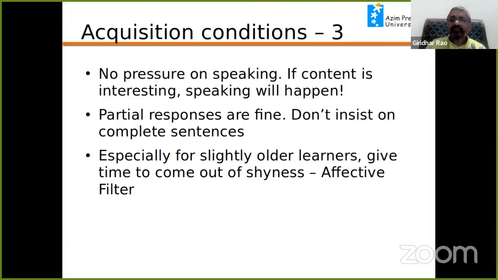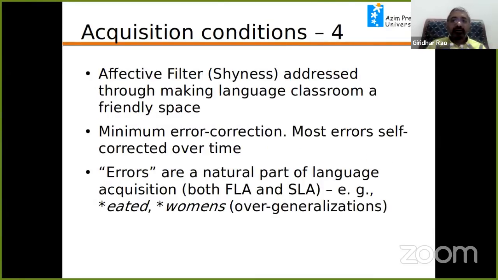Of course, younger children have much less shyness, far fewer inhibitions, so they will open up anyway. But for older learners, there is something called the affective filter, which functions as a sort of inhibitory mechanism in the child, because the child is afraid of how they might be judged by peers, by teachers, by others. As the child grows older, the affective filter becomes stronger and stronger. So it needs more work to make the classroom a safe space, a friendly place, right? Where children can open up.